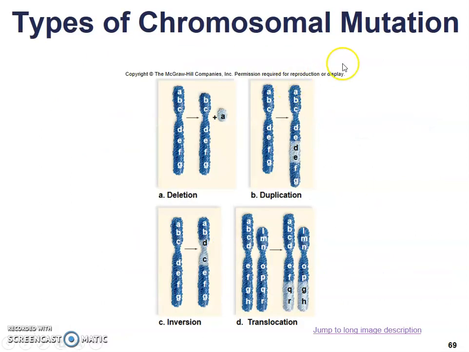Here we have deletion, okay, a deletion where gene A is removed. Here we have a duplication where D and E are repeated on the chromosome. Here we have an inversion where C and D are flip-flopped. And here we have a translocation where G and H are swapped with Q and R.